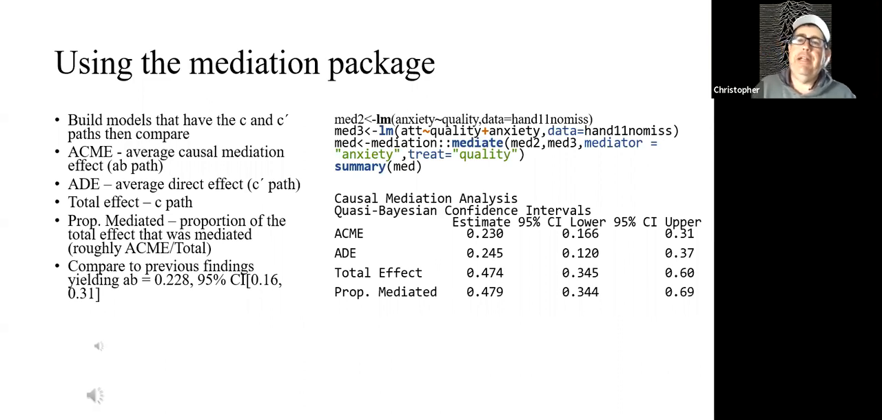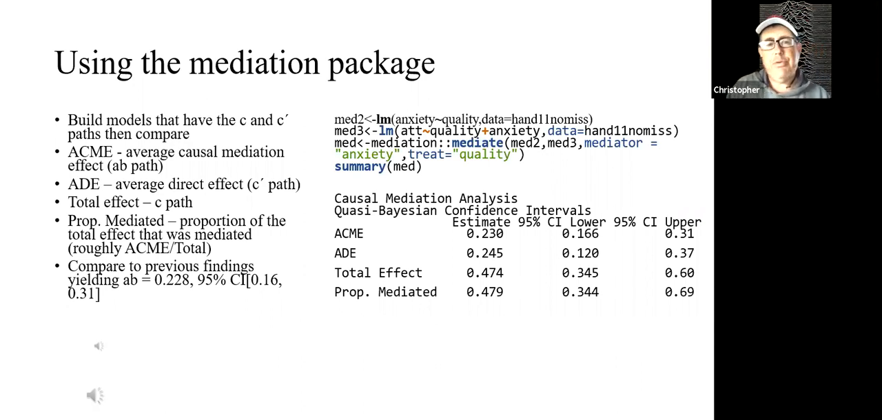We tell it what the mediator's named and what the treatment is named. It calls this the treatment variable. We would call it more correctly the independent variable. And then we summarize it. It gives us some stuff that looks a good bit different. It gives us the ACME, that's the average causal mediation effect. That's basically an estimate of the A-B path.